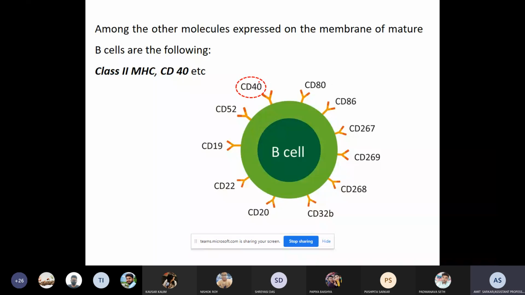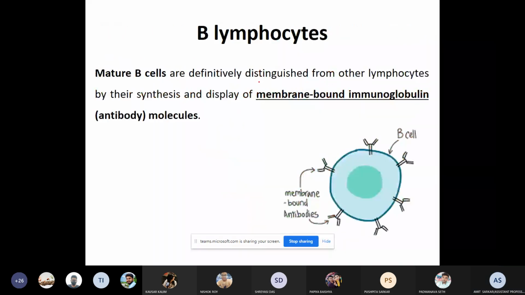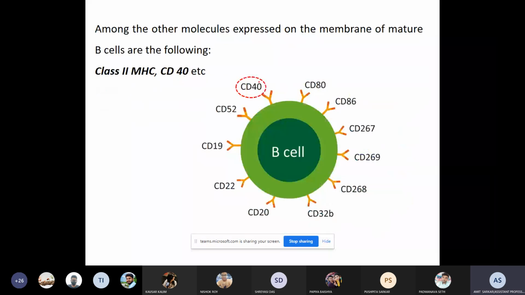So we have found three things. One is membrane-bound antibody. The other two are CD40 and class 2 MHC molecule. These are the distinguishing features of the mature B cells, you can say.